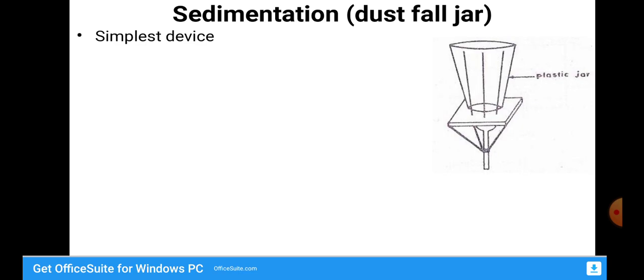As you can see, it is a simple device because there is no electrical power requirement and no moving parts. This equipment can be used for particle size greater than 10 micrometer, because here gravitational force sedimentation technique is used for sampling of particulate air pollutants. So if particle size is 10 micrometer or more, then this method can be used.